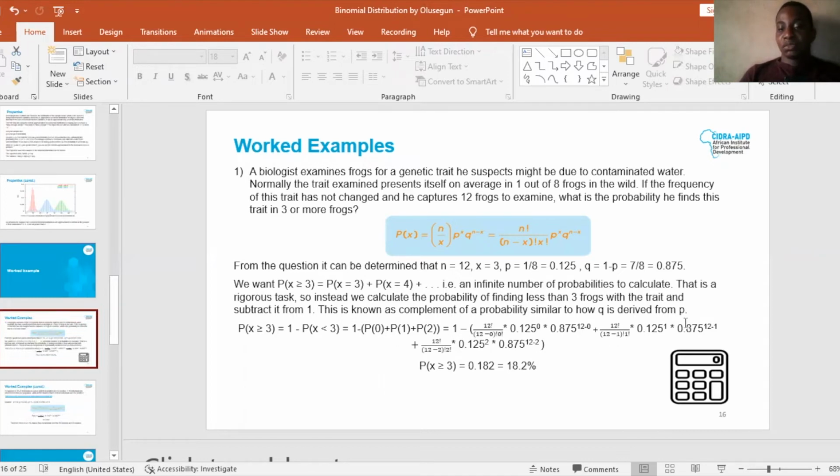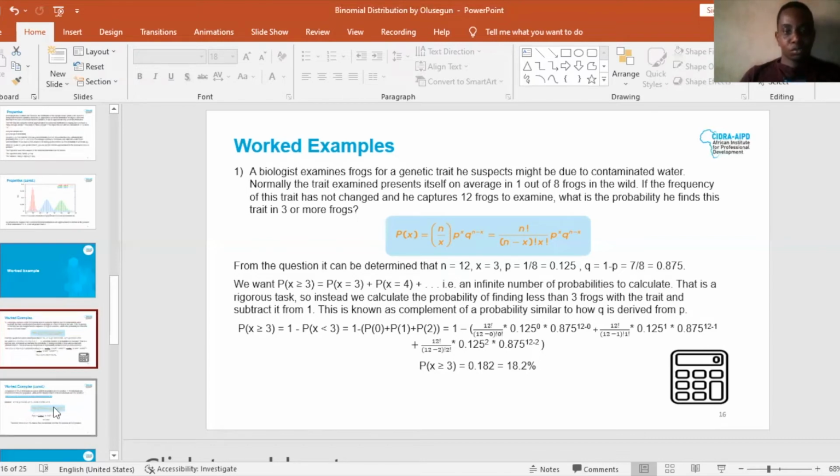Probability of 1, we do that, so we plug in the values. Probability of 2, we do that, plug in the values. The difference here is that x changes for each of these probabilities, that is all. Every other thing remains the same except the value of x. So when we get that, we subtract it from 1, and then we get 0.182, which is equal to 18.2%. So there's an 18.2% probability that the biologist finds the genetic trait in 3 or more frogs.